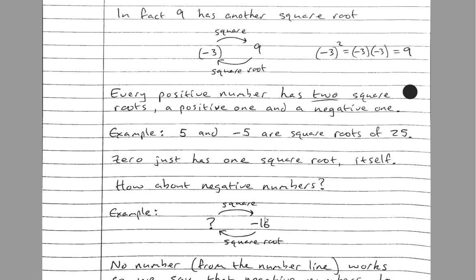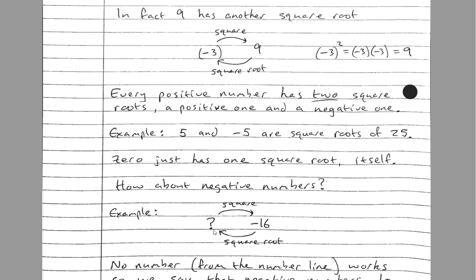So for example, what are the square roots of -16? Okay, so I'm putting a question mark here. We're trying to think of a number so that when you square it, when you multiply it by itself, you get -16. So what's the answer? Well, if you try -4, -4 times -4 is +16. So that doesn't work.